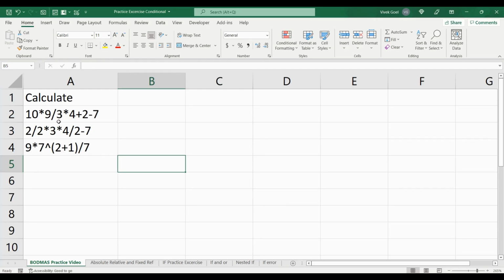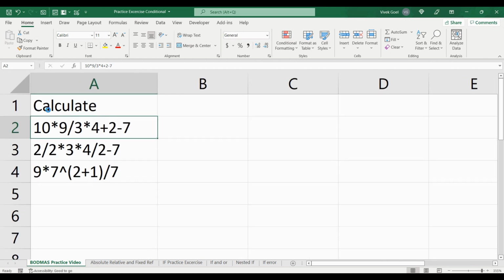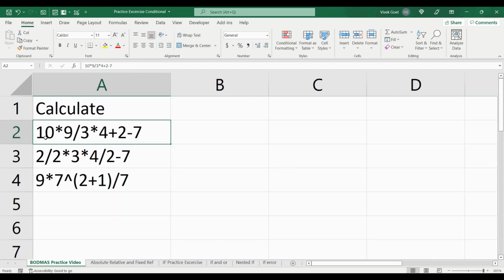Let's talk about the practice exercise of this section. For the first practice exercise, we have 3 questions where we need to specify what will be the value of these calculations. That is, what will be the output when we calculate 10 multiplied by 9 divided by 3 multiplied by 4 plus 2 minus 7.